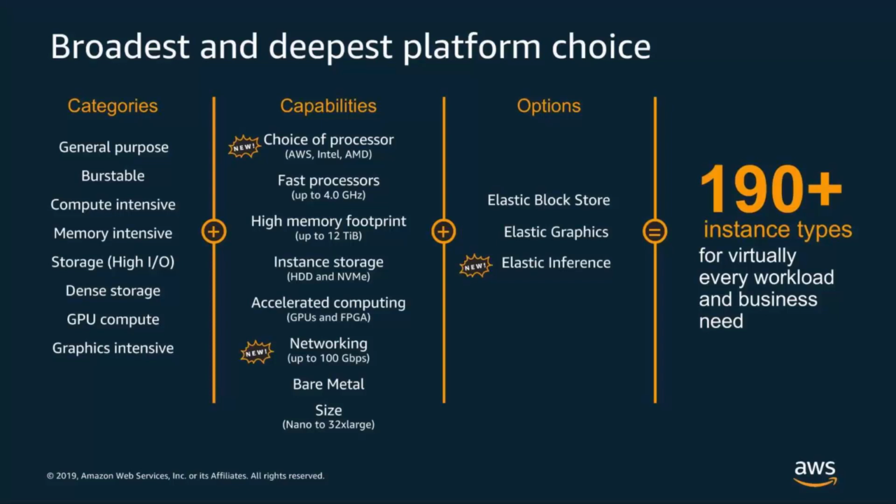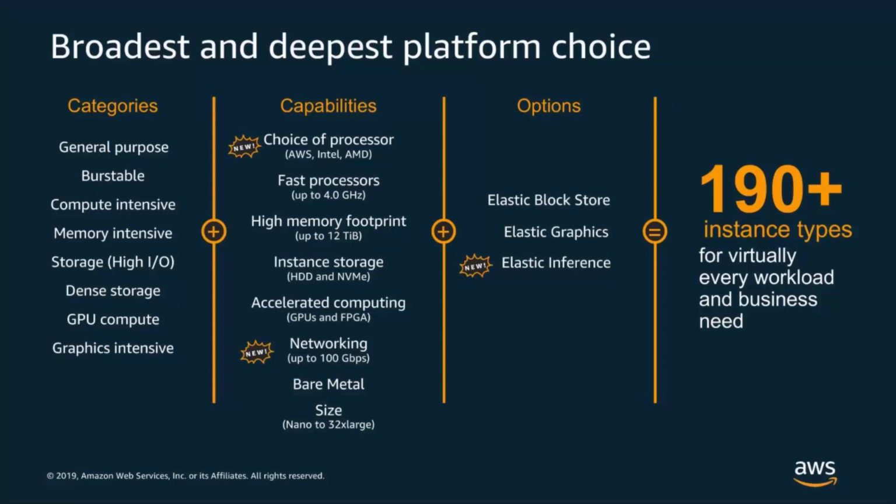So capabilities are fast processors. We now offer processors up to 4 gigahertz on our Z1D instance family. We have our high memory instances that can offer up to 12 terabytes of memory. Different instance storage options with spinning drives and then high-speed NVMe connected SSDs. Accelerated computing, so this is the FPGAs or GPU instances, or the ability to actually add GPUs to your instance type.